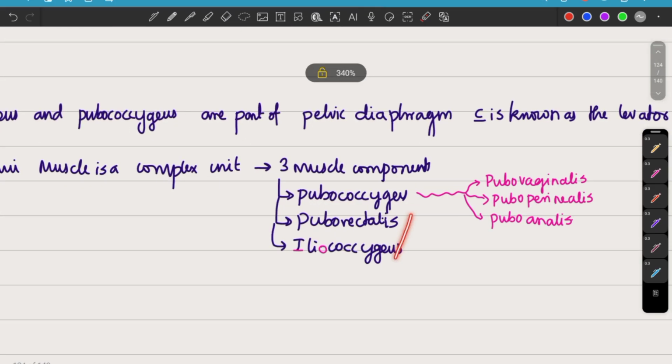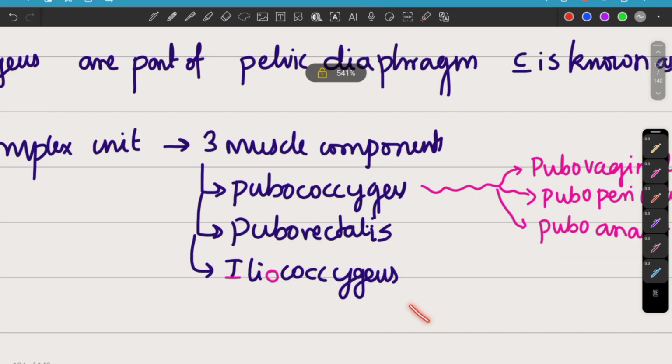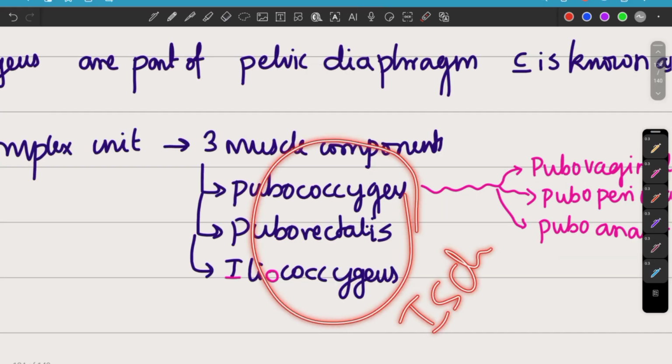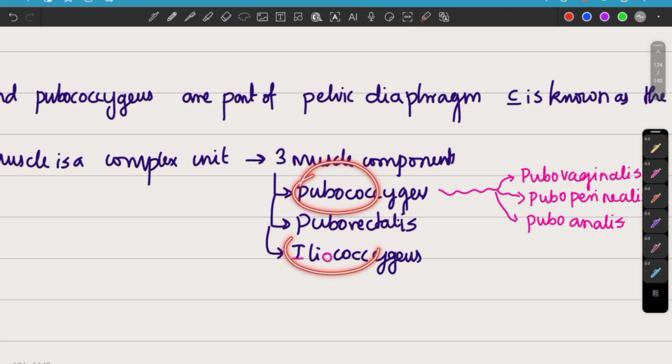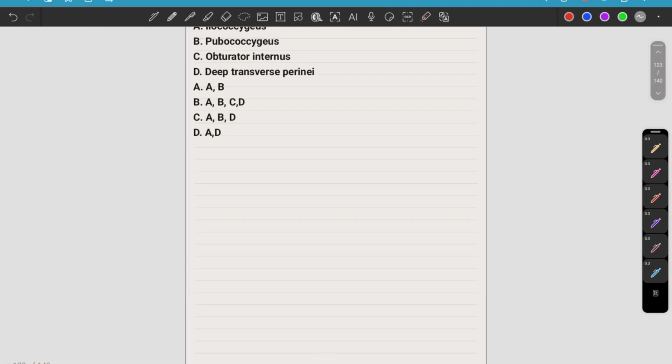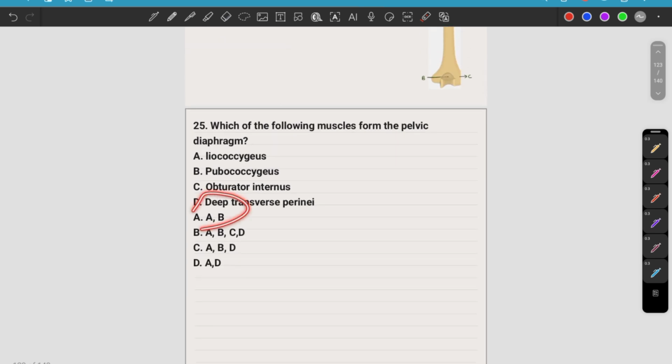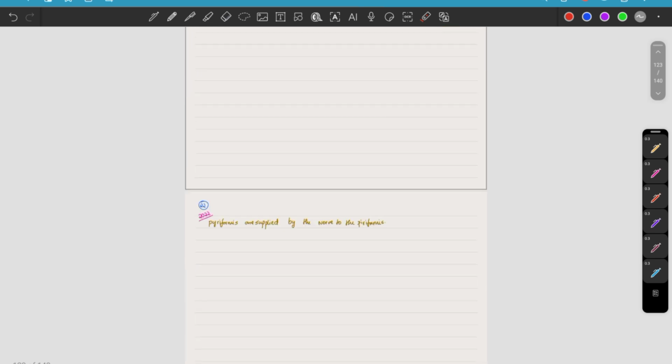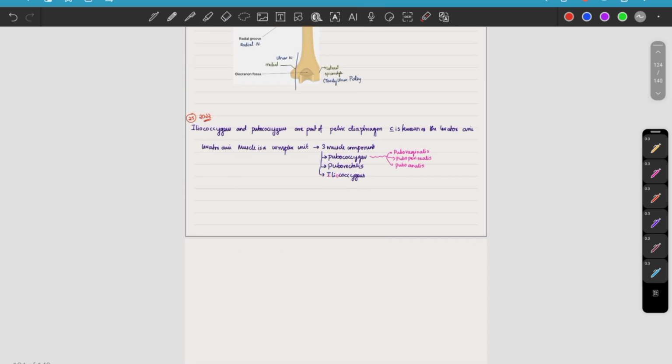Which muscle does not constitute it? That is, ischiococcygeus is not a component of this, whereas pubococcygeus and iliococcygeus come here. Okay. Which is the option here? A and B. Okay, we have completed the 2023 paper.